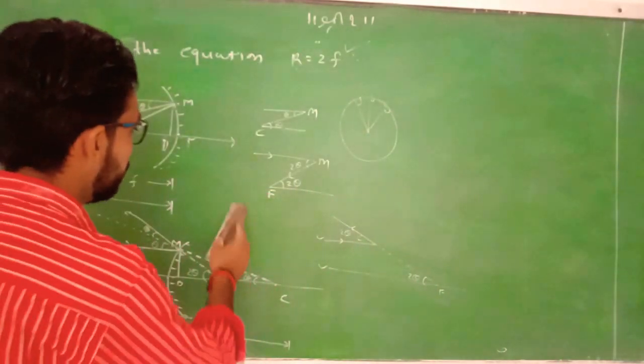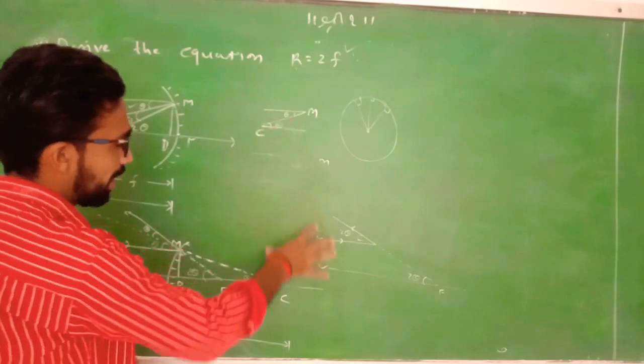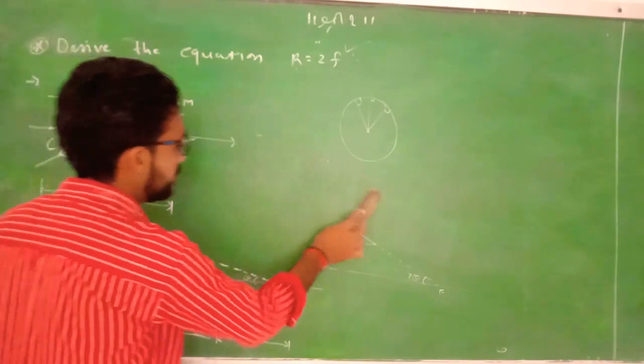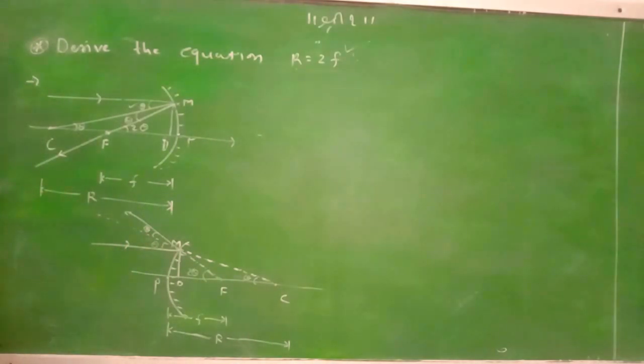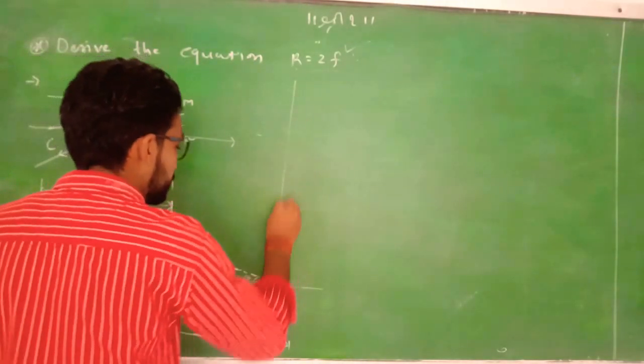R is equal to 2f. This one you will write down. Okay. So this will help for understanding. So now we derive the equation.